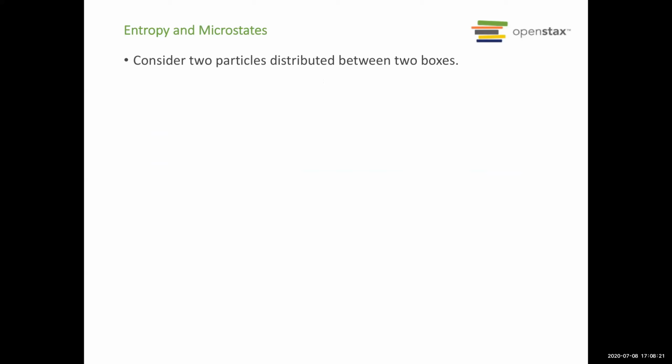So let's look at a simple model system that consists of two particles and two boxes. The number of microstates possible is 4. This is the formula for how you calculate microstates. W is the number of microstates. It's the number of boxes, little n, to the power of n, which is the number of particles. So in this case, we have 2 boxes and 2 particles. So the number of microstates is 4.